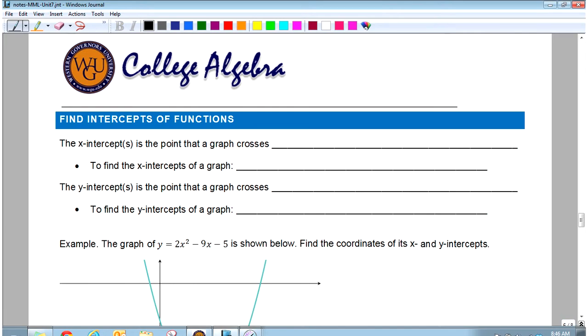Hi, this is Calandra. In this video, we're going to talk about finding the intercepts of functions. The x-intercept is the point that a graph crosses the x-axis. To find the x-intercepts of a graph, we set y equal to 0 and solve for x.